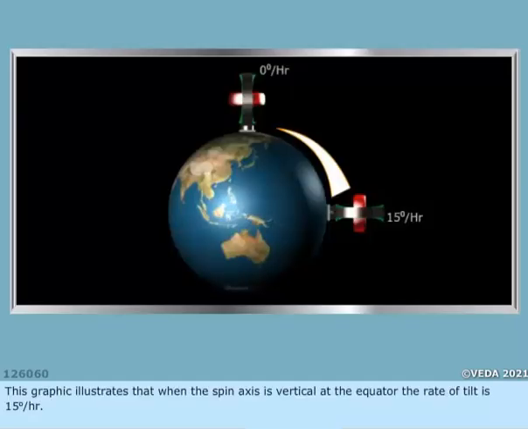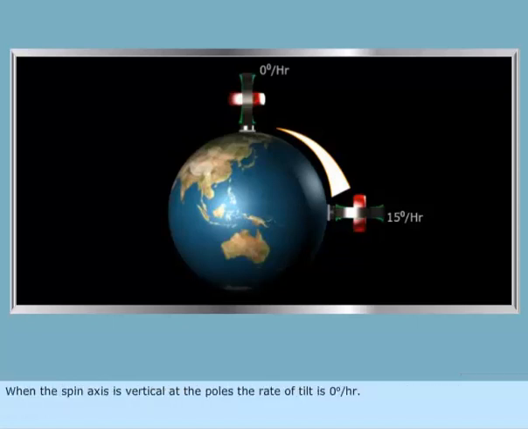This graphic illustrates that when the spin axis is vertical at the equator, the rate of tilt is 15 degrees per hour. When the spin axis is vertical at the poles, the rate of tilt is 0 degrees per hour. It is also shown earlier that if the spin axis is horizontal at the equator, the rate of tilt is 0 degrees per hour.